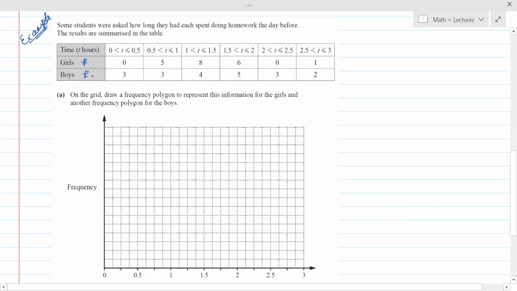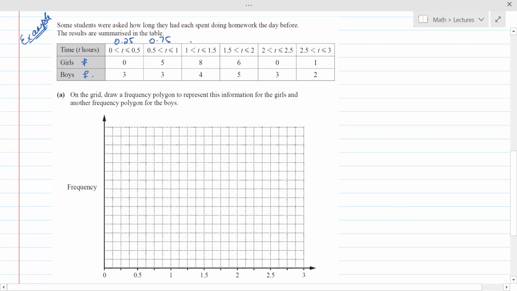And like what we did earlier, we first need to find the midpoint of all the classes. So for both these data sets, for both these distributions of girls and boys, we would be finding the midpoint of all these classes first. All right, so finding the midpoint of 0 and 0.5 would be 0.25. Between 0.5 and 1, it would be 0.75.